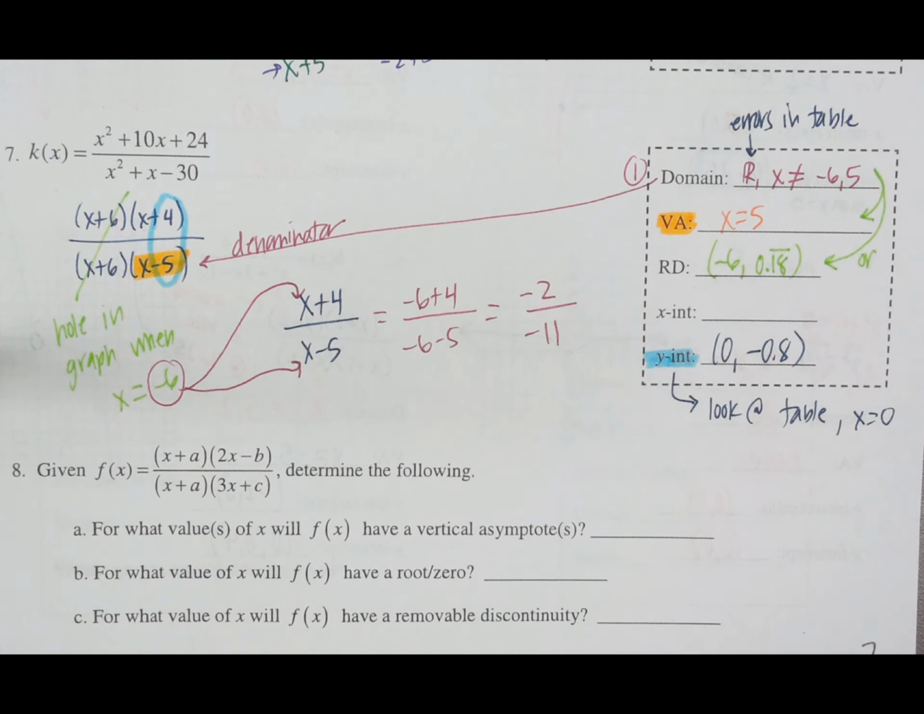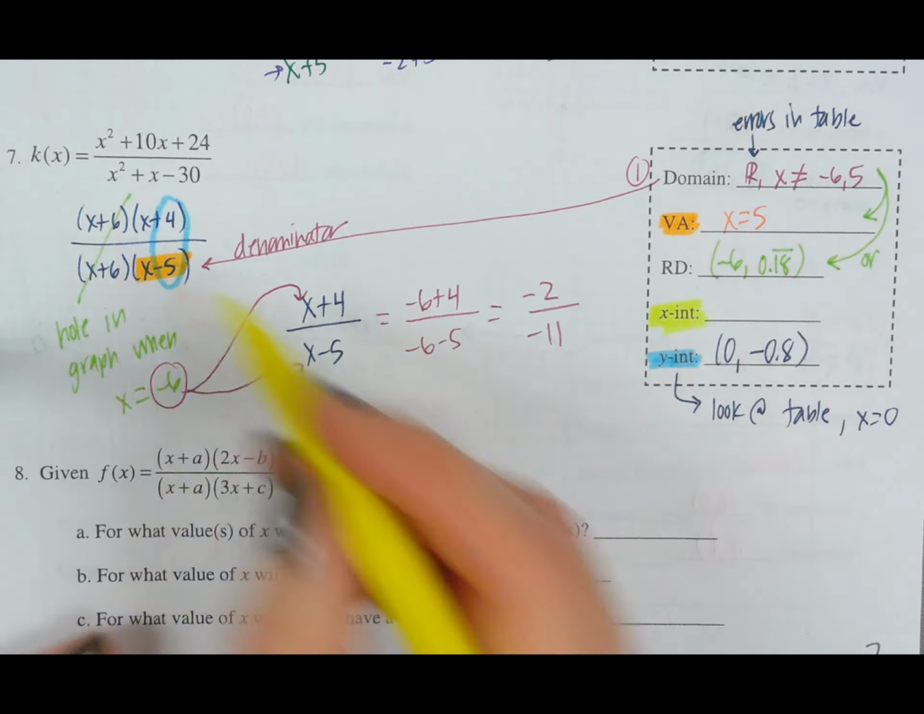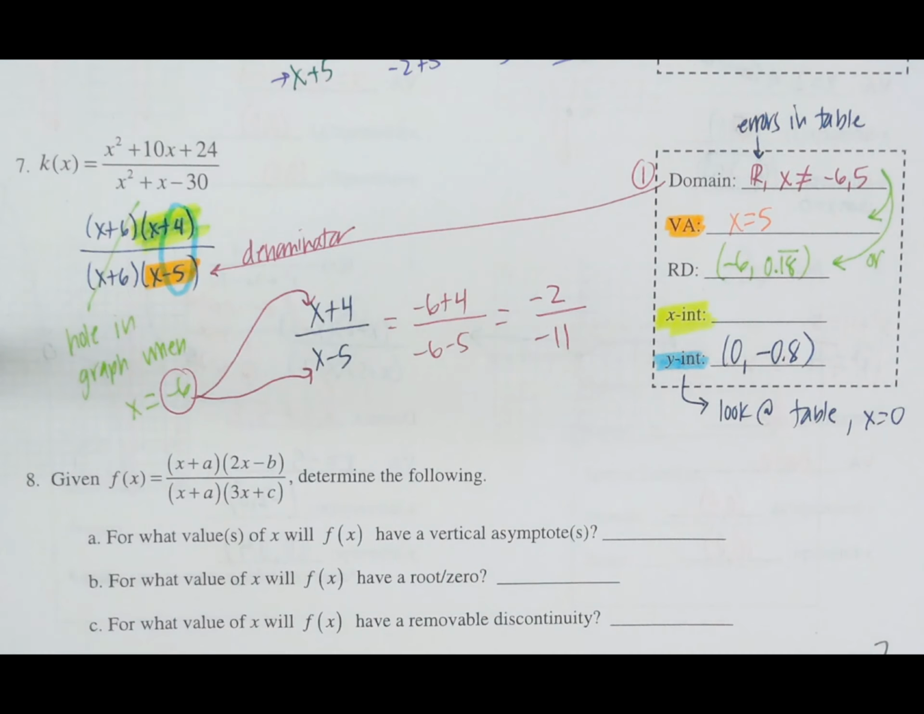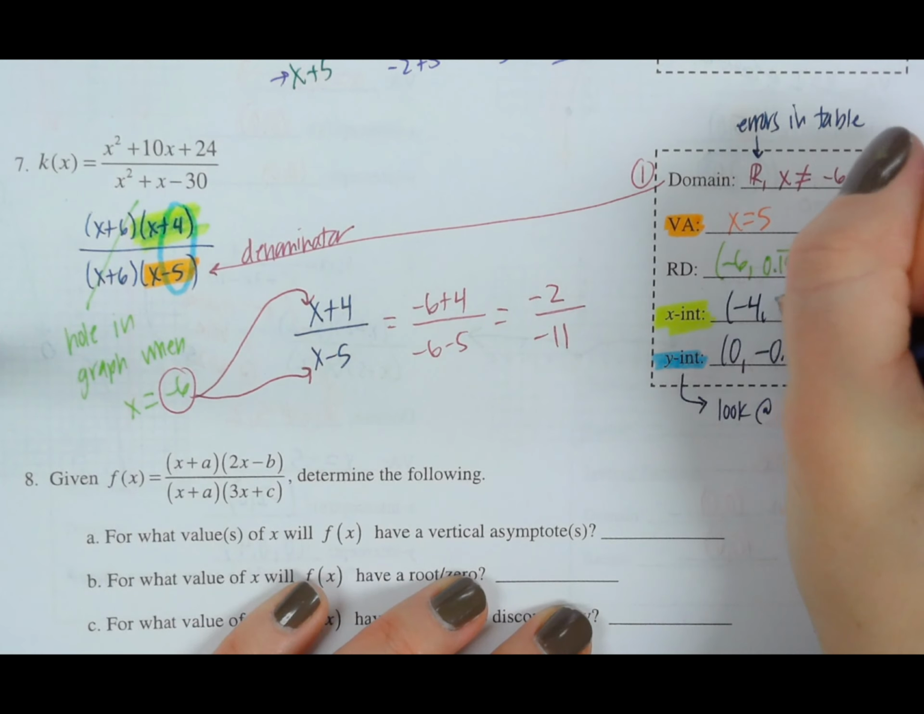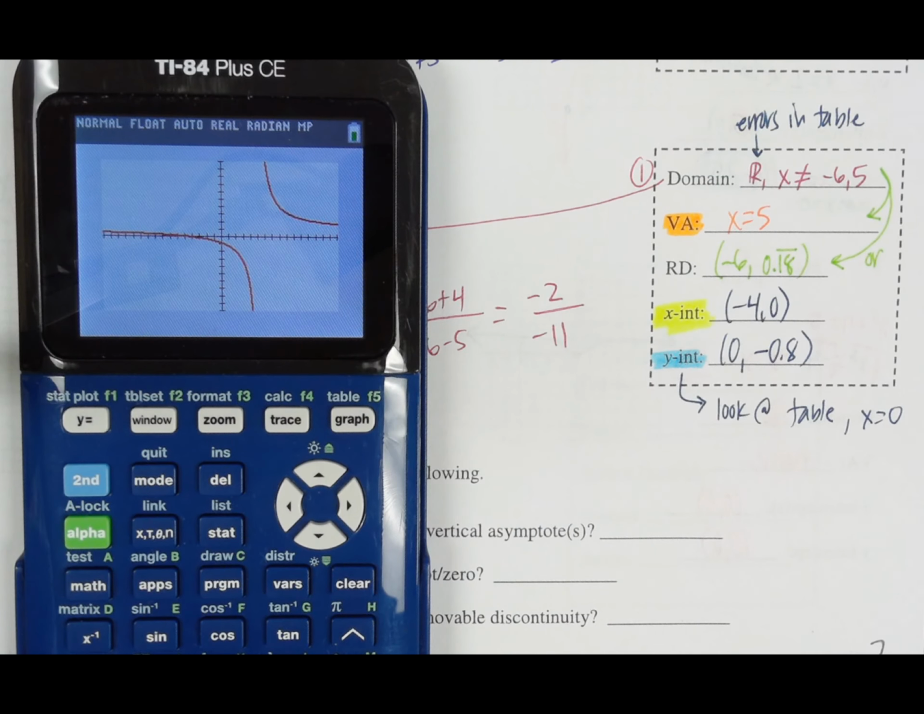All right, and then the last piece of this, the x-intercept, that comes from what's left over on top. If I take x plus 4 and set it equal to 0, what do you get? Negative 4. So negative 4, 0 is going to be our x-intercept. But don't forget, you have this graph.